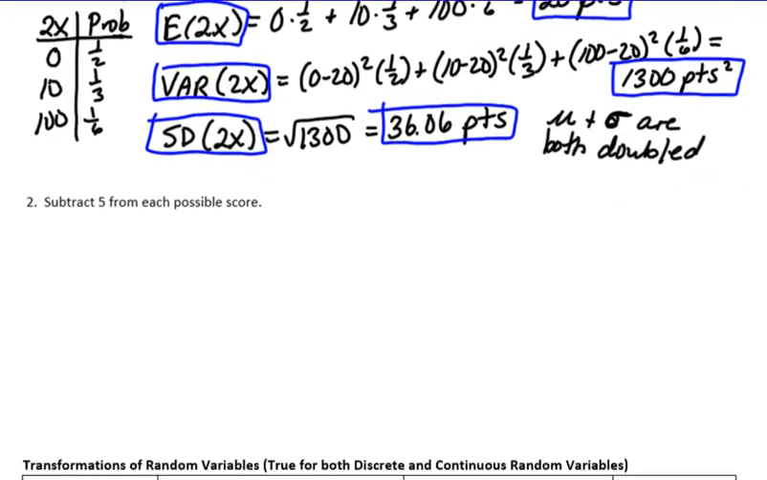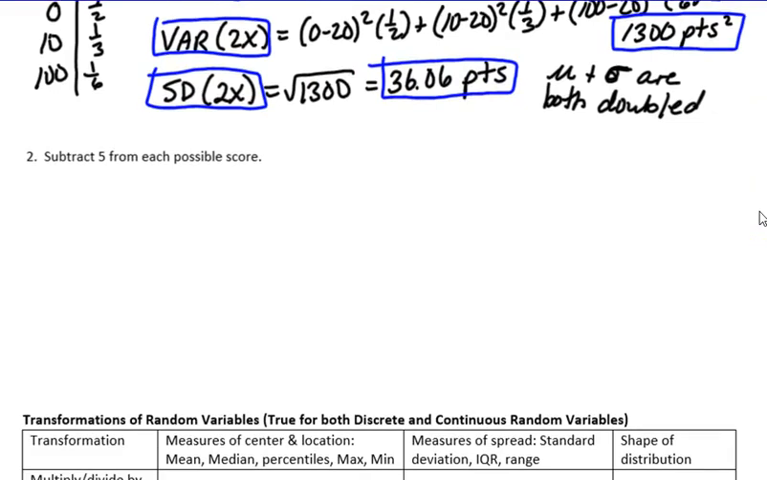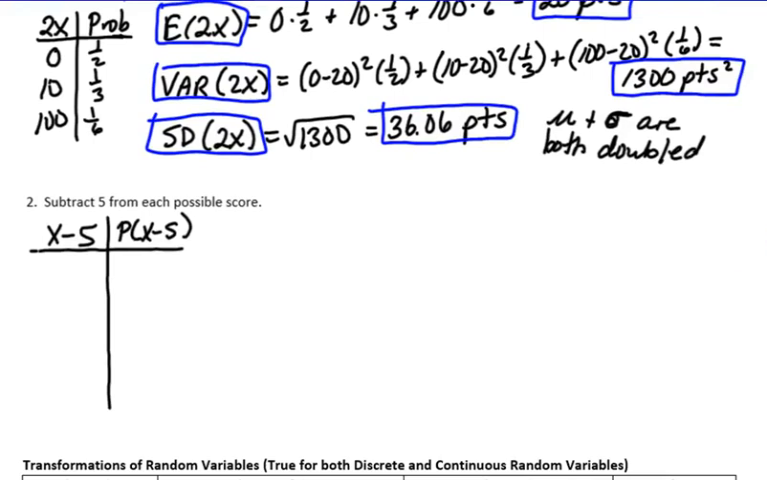Now what happens if you subtract 5 from each possible score? In other words, we start with the original scores, not the new scores, but the original scores minus 5. So what's the probability? Actually, I'm just going to write probability. I think that would be a better way to write that. My original was 0, 5, and 50. So now it's going to be negative 5, 0, and 45, the probabilities being the same.